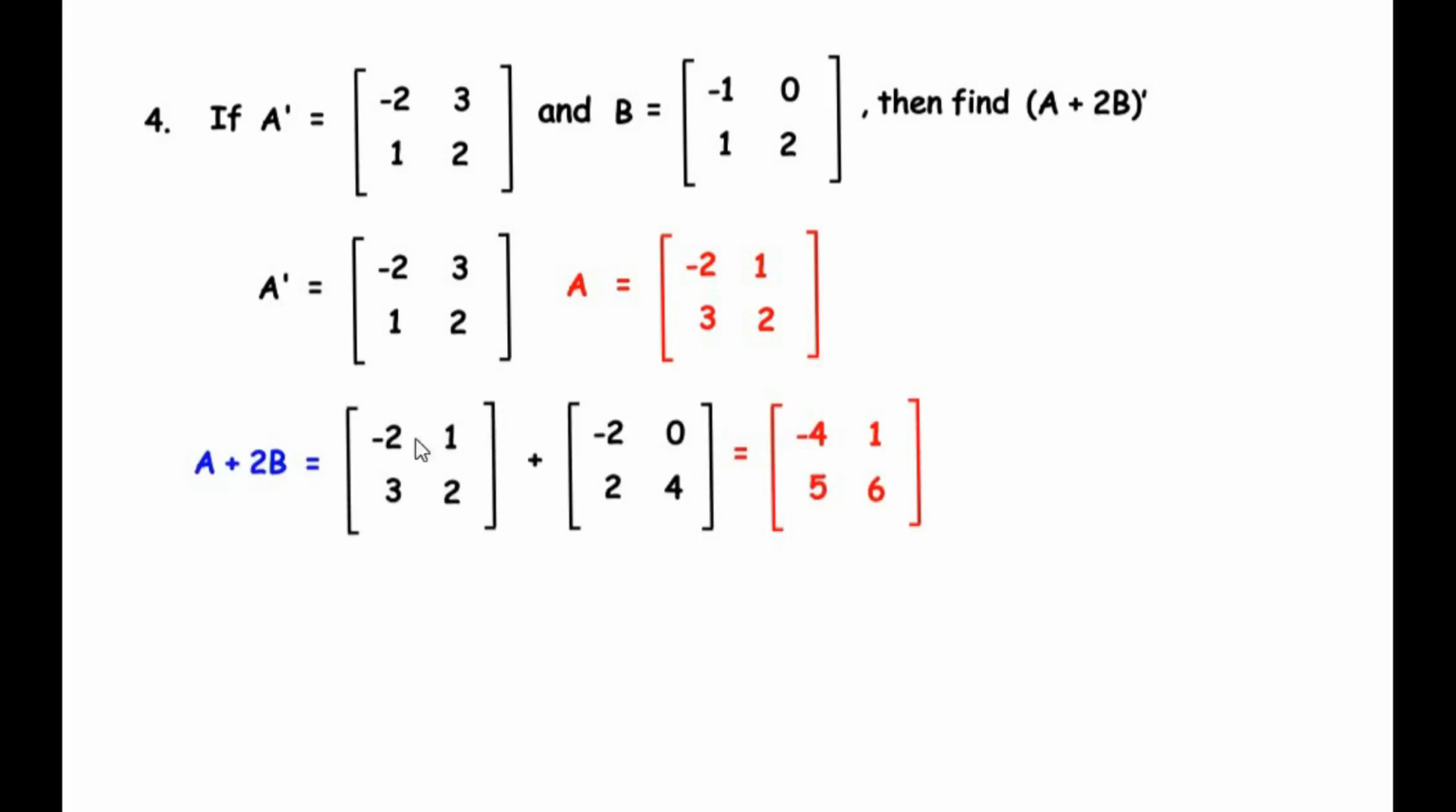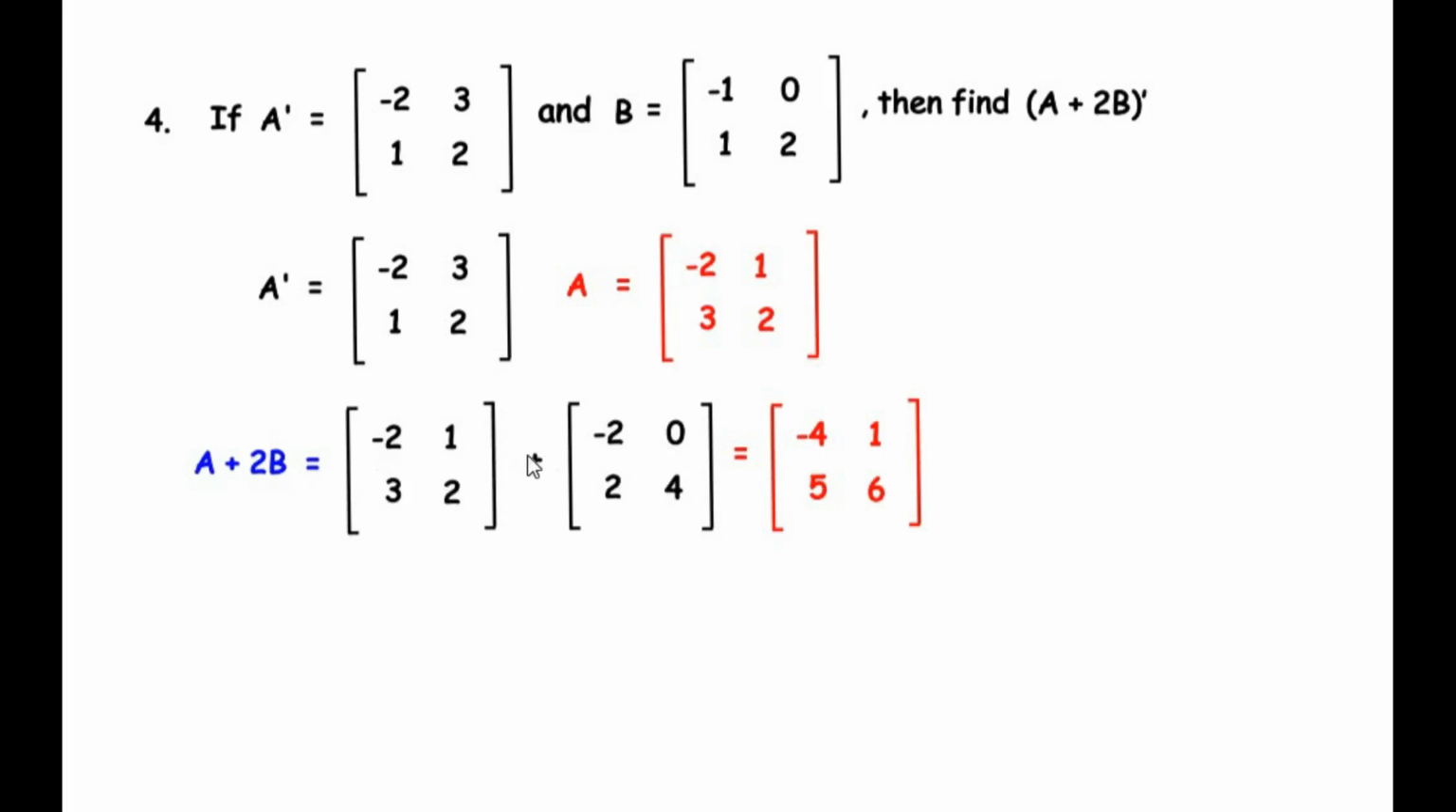Now in A plus 2B, we have first written the A matrix which we got just now plus 2B. 2 is a scalar quantity which is getting multiplied with each and every element of B matrix. So 2 multiplies with minus 1 giving us minus 2. 2 times 0 is 0. 2 times 1 is 2 and 2 times 2 is 4. So this is matrix A and this is matrix 2B.